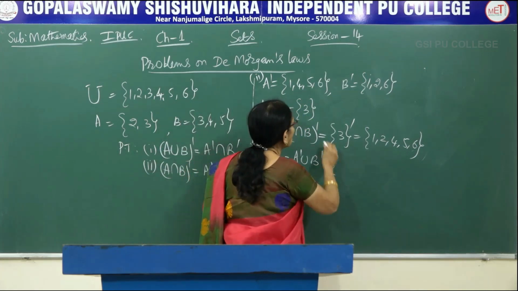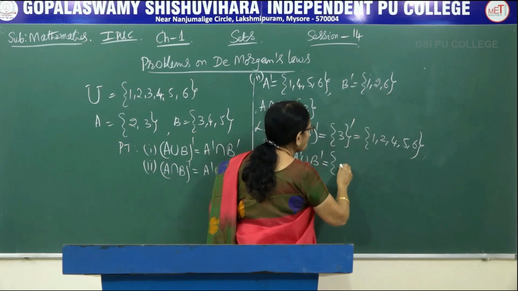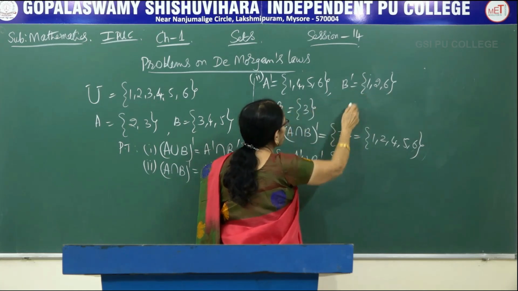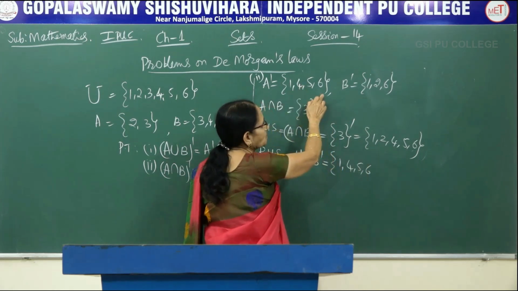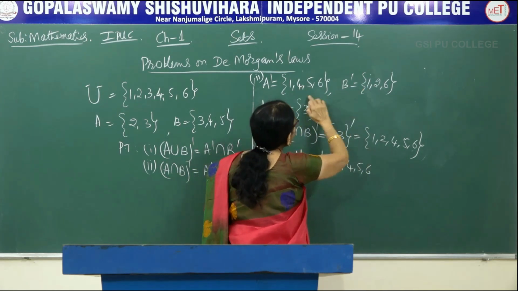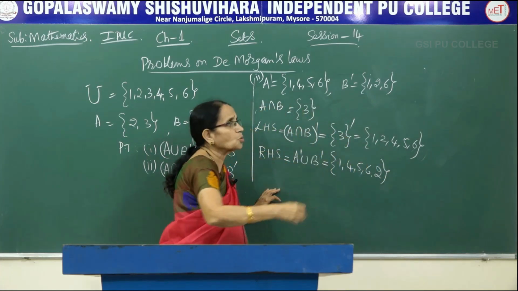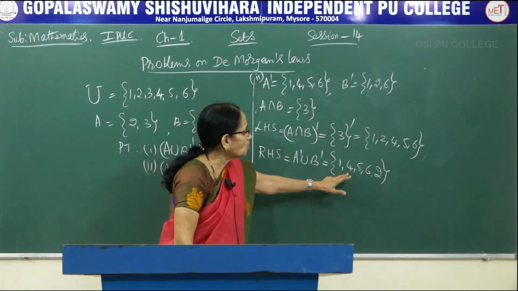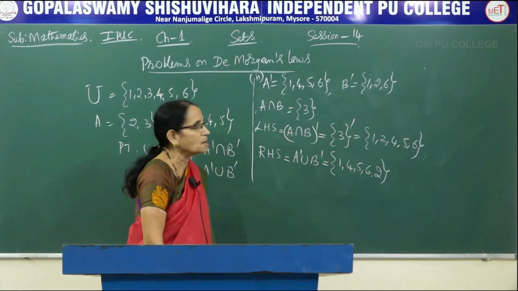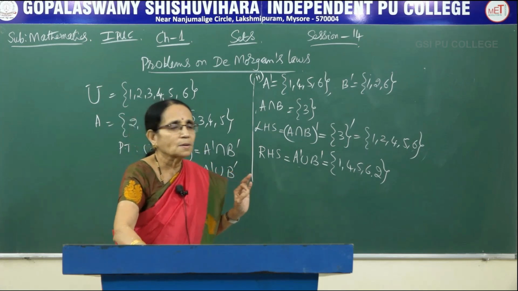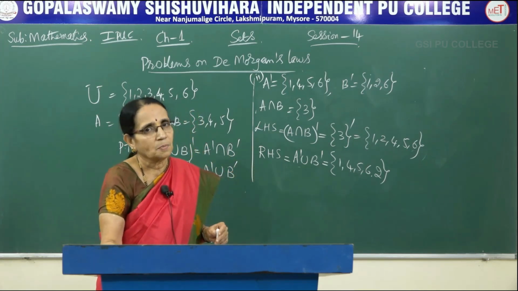So let me take the union of 1, 4, 5, 6 and 1, 2, 6. Let me write it. 1 is common, then 4, 5, 6. I am writing all the elements here. 1 is already there, 6 is there, so take that 2 also. No need to write 2 times here. So it is 1, 2, 4, 5, 6. The order is different, but the same elements are present. So clearly we see that (A ∩ B)' equals A' ∪ B'.